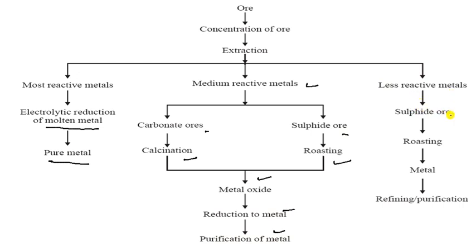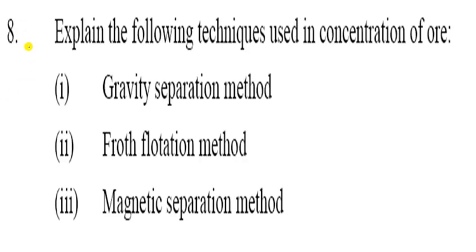That is the last point, that is the purification of metal. And here the less reactive metals are sulfide ores, and the sulfide ores are roasted. After roasting, the metals are found, and the metals are further put through a refining or purification process. So let us see what will happen in this.